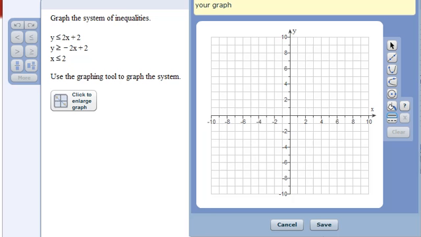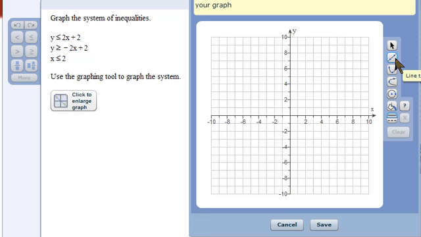Hi, it's Naomi Andrick, and I wanted to graph a system of inequalities actually in MyMathLab so you could see how the MyMathLab graphing system works, because I had a student ask specifically about the graphing system. She couldn't get it to shade in exactly the right place.